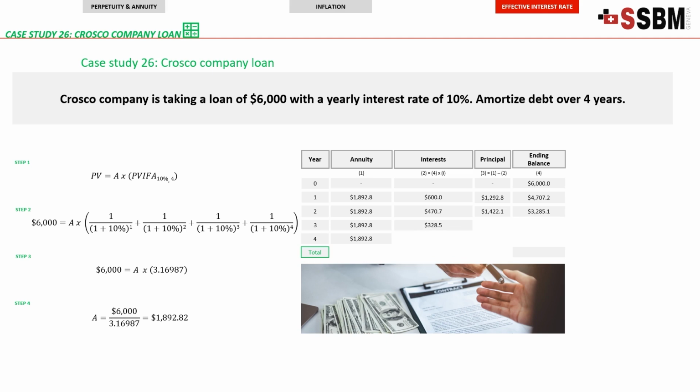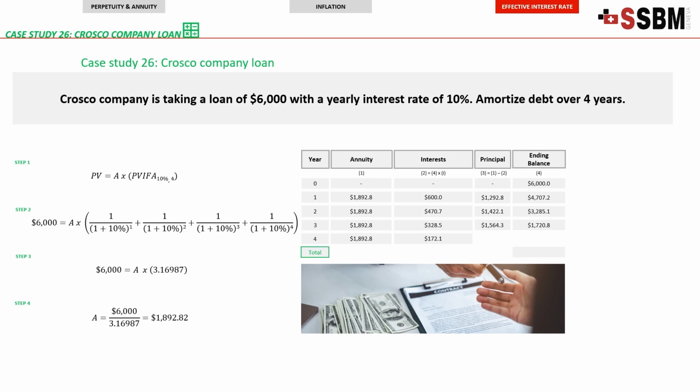Then you repeat the same steps for year 3. You calculate the interest, 10% on the 3,285.1. The principal is the difference between the annuity and the interest of the third year. The ending balance is the difference, obviously, between the 3,285 less 1,564 from the payment of the principal of the third year.